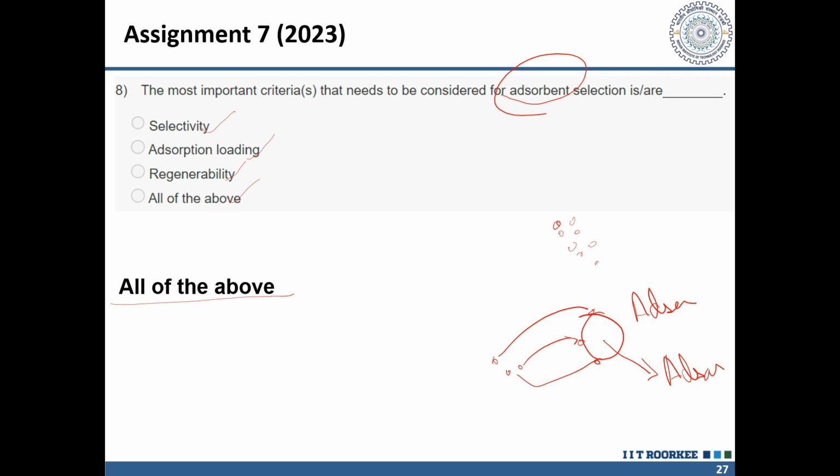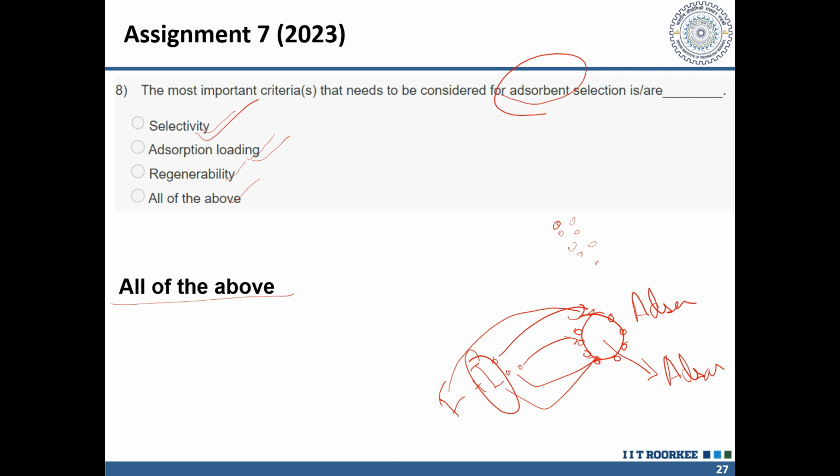So it should be selective. For example, if we have a fuel with some impurities, and this adsorbent is not selective, it can also adsorb some of the fuel, which is not required because we only need impurities to be adsorbed. So there should be a selectivity for the impurities. Also, how much impurity can it take per surface area? Adsorption loading is defined by that: how much a material can adsorb. And finally, the main thing is regenerability.